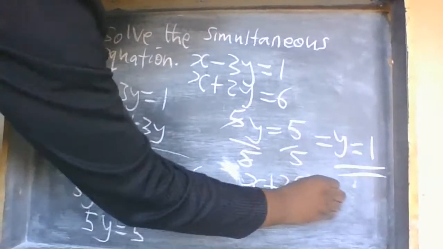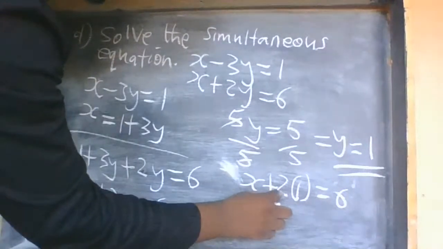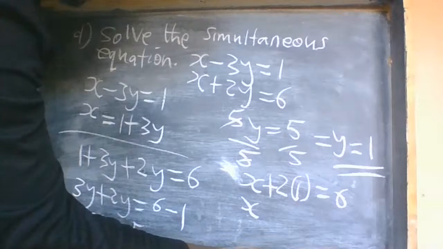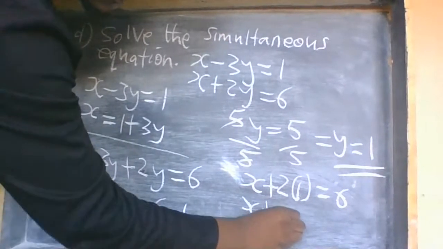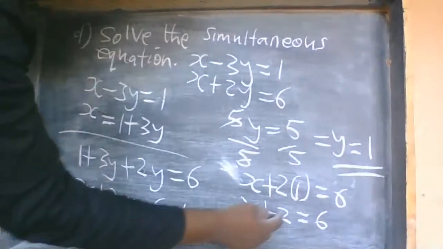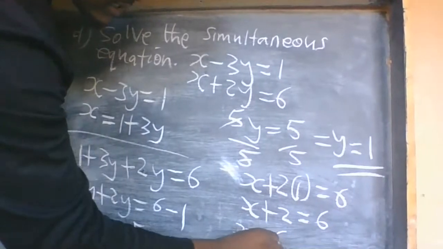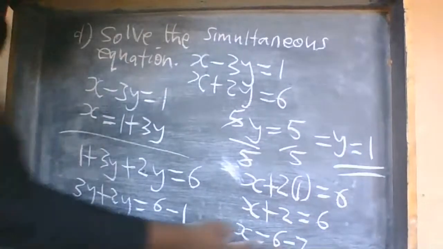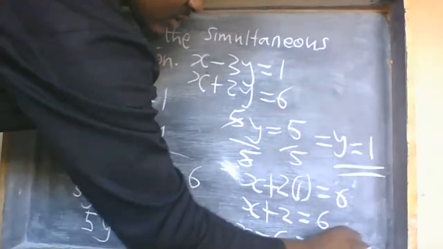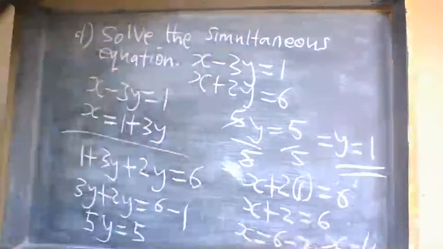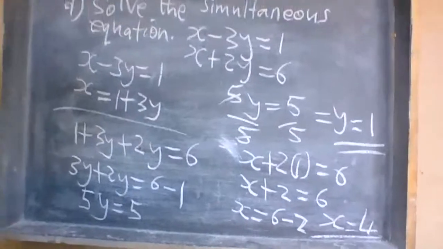So I'll say x plus 2 times 1, and 2 times 1 is 2. So I'll say x plus 2 equals 6. The 2 should cross the equal sign, so it will be x equals 6 minus 2. 6 minus 2 is 4. Therefore, x equals 4.